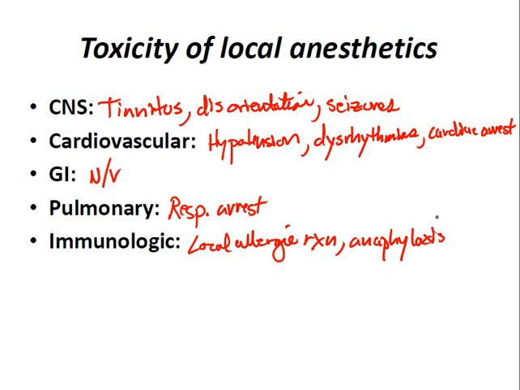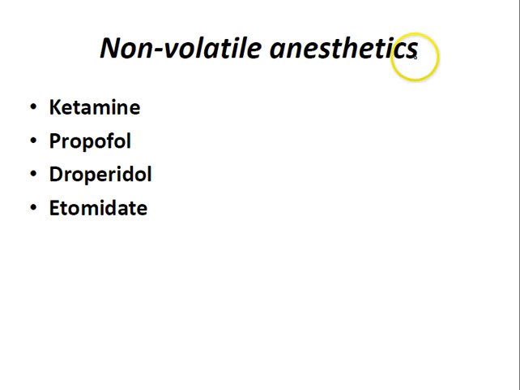So lastly, we're going to talk about the non-volatile anesthetics, which are ketamine, propofol, droperidol, and etomidate. We've already talked about them, but let's go more in depth with them. These are commonly used non-volatile anesthetics, which include ketamine, propofol, droperidol, etomidate, benzodiazepines, barbiturates, and opiates. Okay, so let's talk about the mechanism of action for each of these.